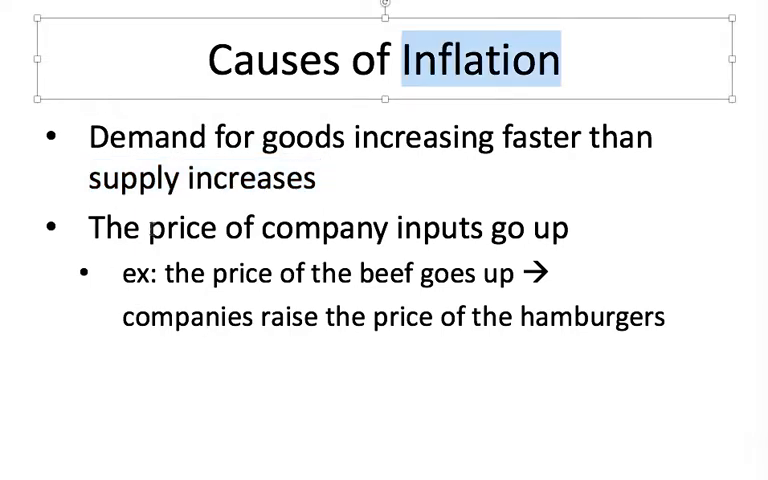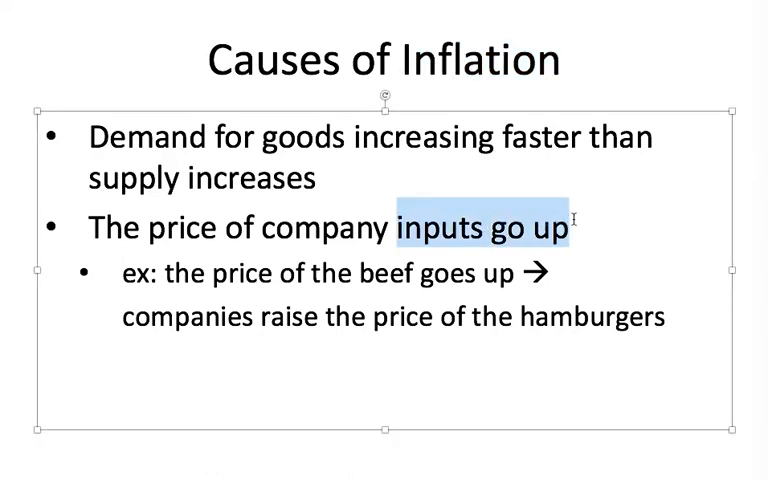Another example is if the price of inputs goes up. Inputs are the things that go into making something. So for example, beef is an input for hamburgers. So if the price of an input goes up, a lot of times companies will then raise the price of the thing they sell to you, and you will experience that as inflation. From your point of view, you just saw the hamburger price going up.